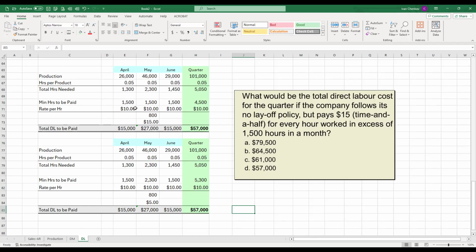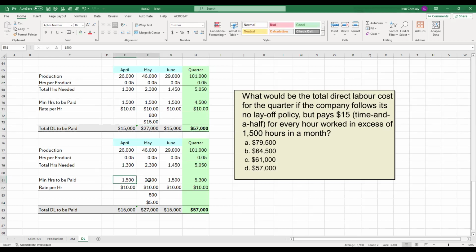Then this will be the easiest way, because you for certain know that on the 4,500 hours you're paying $10. On the 800 excess hours that you have, you're paying 15, right? So stay with this one.